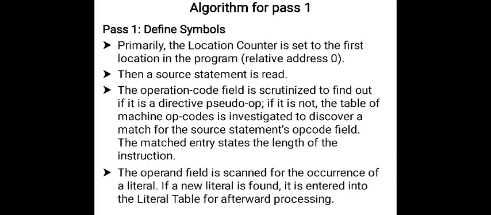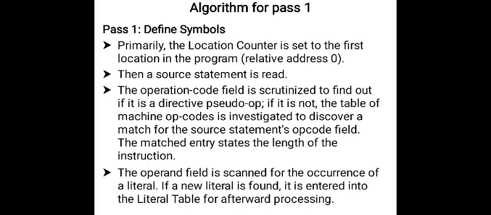Now assume that it is not a directive pseudocode. Then the assembler has the table of machine opcodes, which will be investigated to discover a match for the source statement's opcode field. If you get a matching entry, then the matched entry states the length of the instruction, that is, the length of the instruction being scanned during the pass1. Next, the operation field is further scanned for the occurrence of a literal.